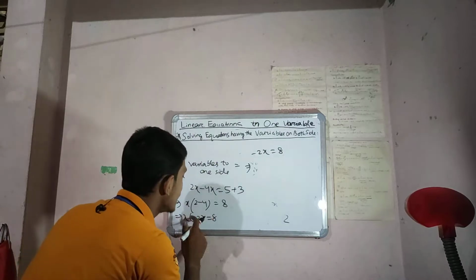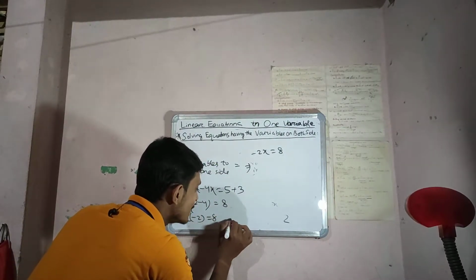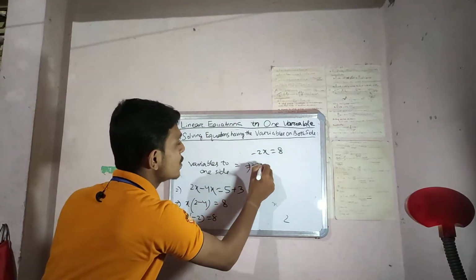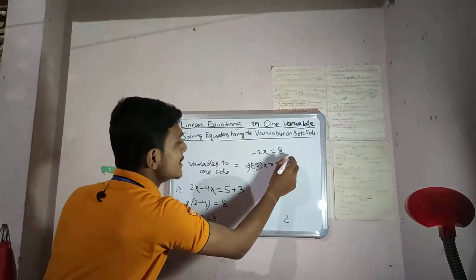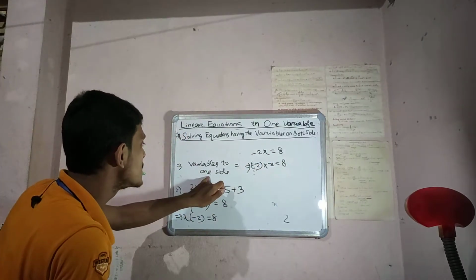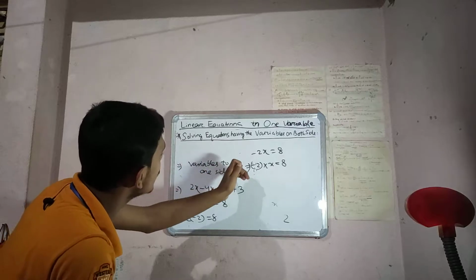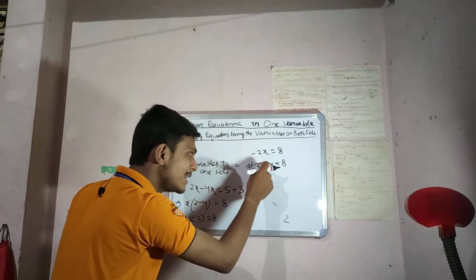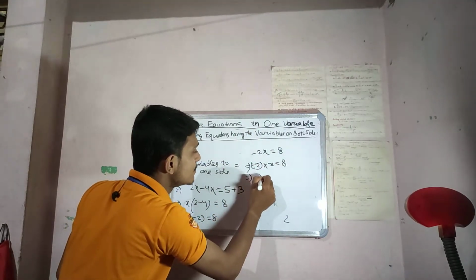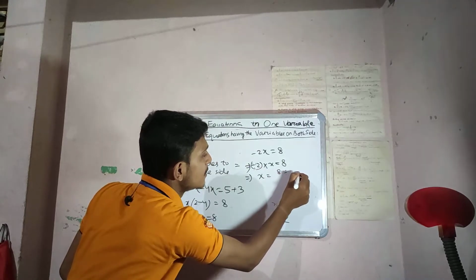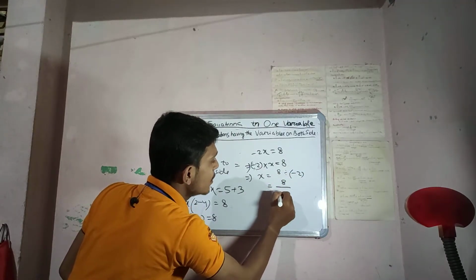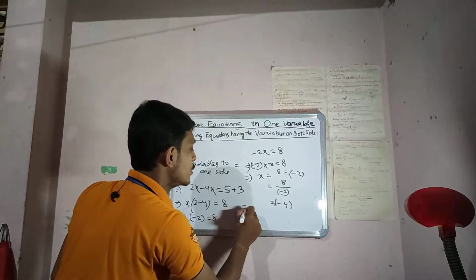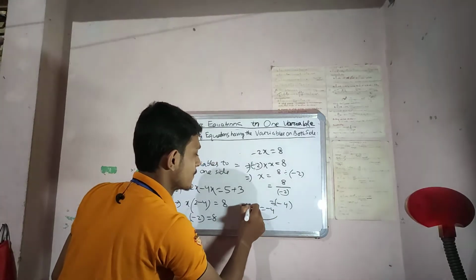I said earlier that if a number or variable is multiplied with something, when it changes the side, then it is divided. So minus 2 is multiplied with x, that is 8. According to this principle, variables to one side and numbers to the other side, when it changes the side, it is divided. That is 8 upon minus 2, which is minus 4. So the value of x is minus 4.